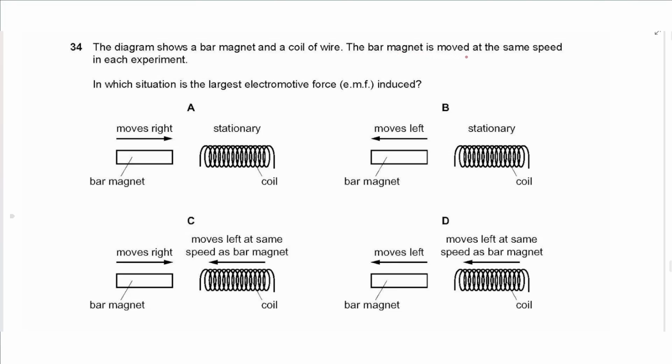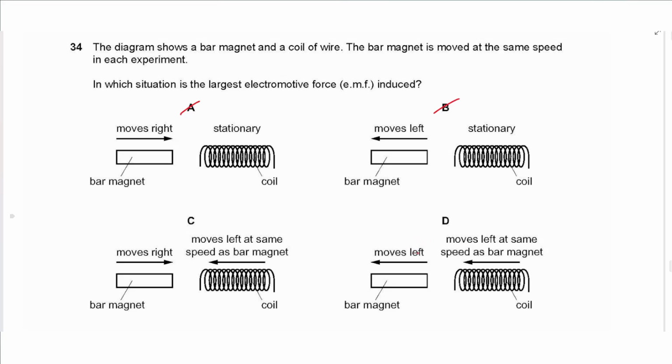Question 34 says the diagram shows a bar magnet and a coil of wire. The bar magnet is moved at the same speed in each experiment. In which situation is the largest electromotive force induced? So moving the magnet towards a stationary coil and moving the magnet in the opposite direction with the same speed. So this gives an opposite direction, but it gives the same electromotive force or magnitude of voltage. So it shouldn't be A or B because they are the same. They produce the same amount of EMF. For C, we have the magnet and coil moving towards each other.